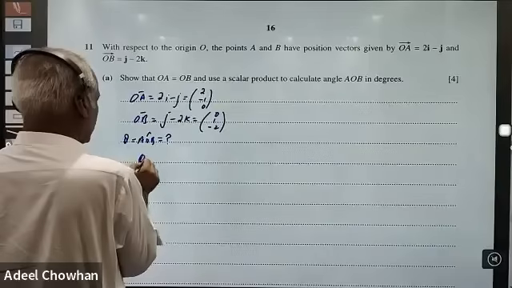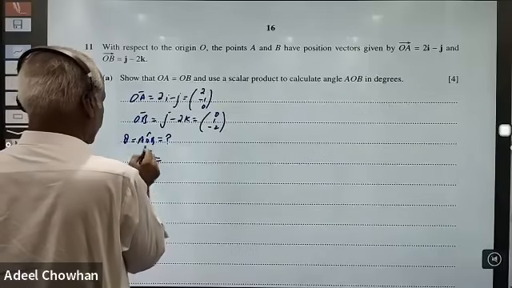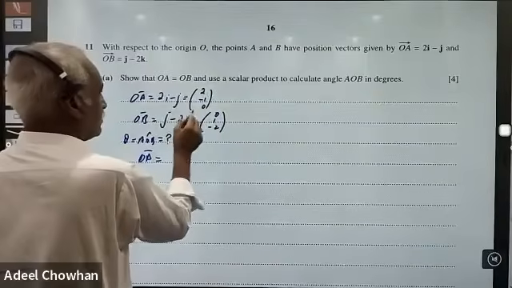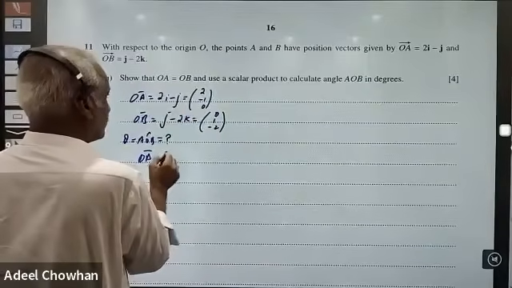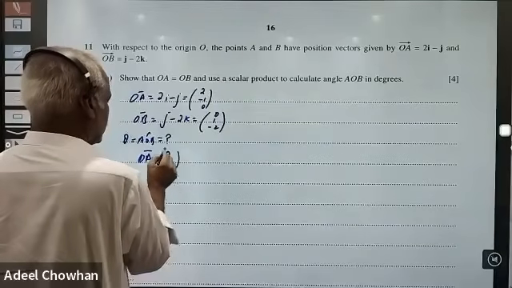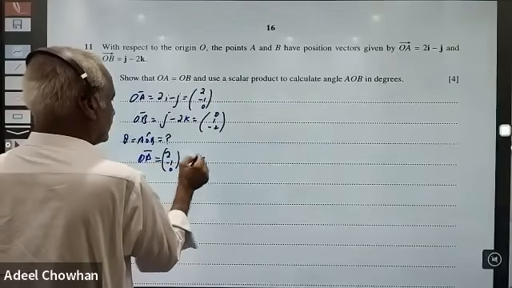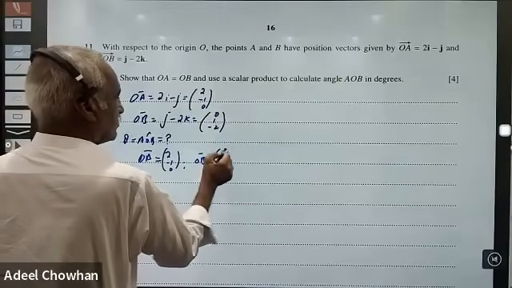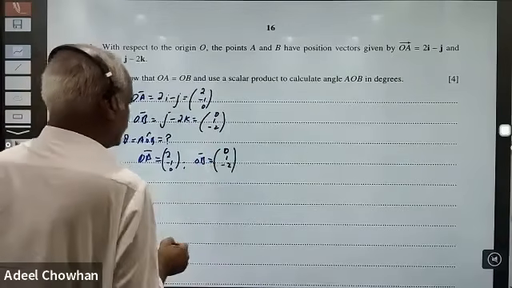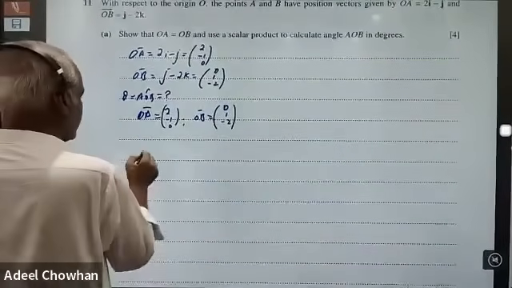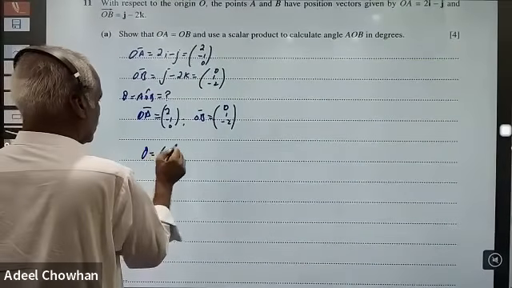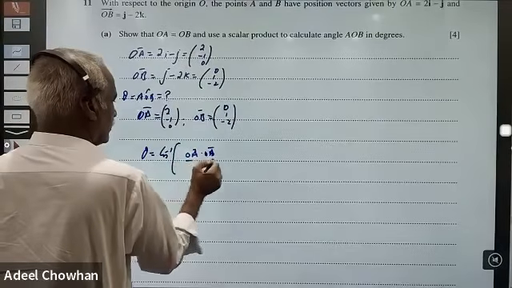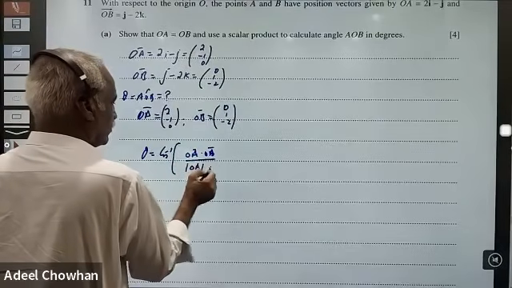So we can find OA, that is already there, 2, minus 1, 0. OB there is 0, 1, minus 2. Theta is equal to cos inverse of OA dot OB over OA magnitude into OB magnitude.